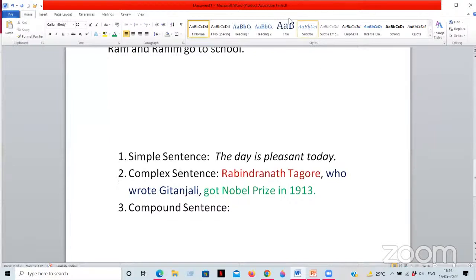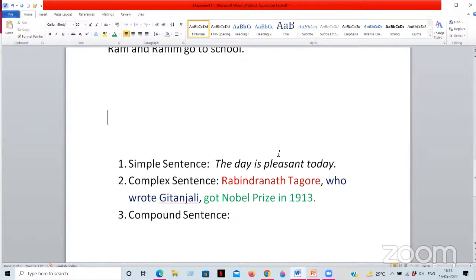Anyone? The clause which depends upon the subject. But both the clauses are dependent on the subject. Here, both the clauses are dependent on the subject, that is Rabindranath Tagore. But this is the clause that is from who to Gitanjali.